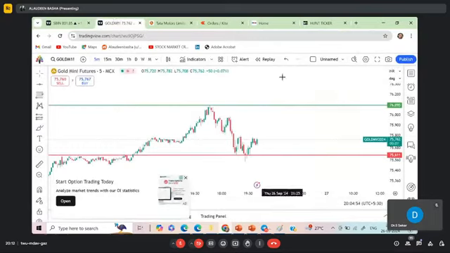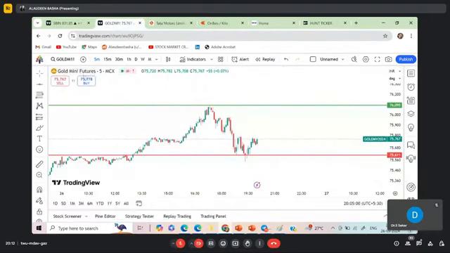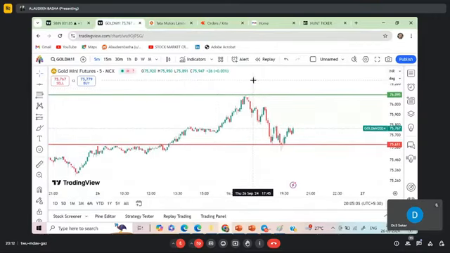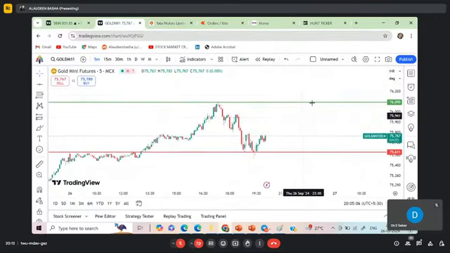Okay, this is the live market. I will take Gold Mini. I take a 5 minutes time frame. On this 5 minutes time frame, are my support and resistance correct or not? Participant, please.